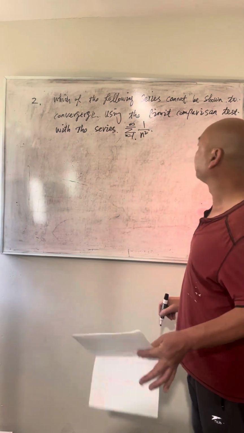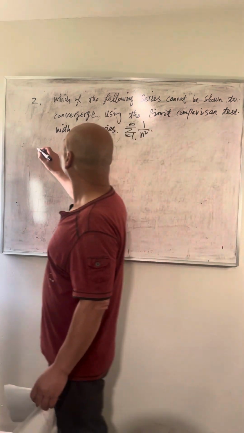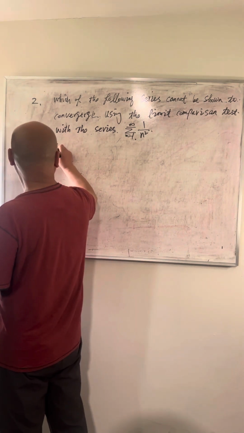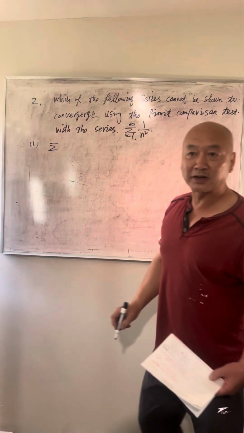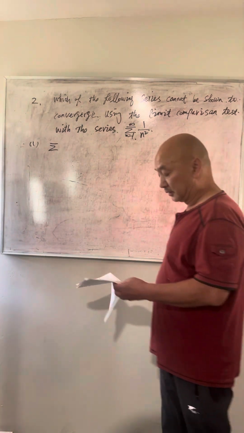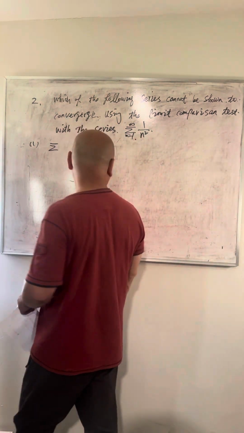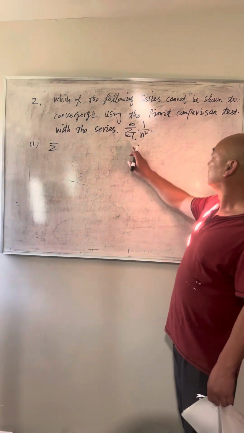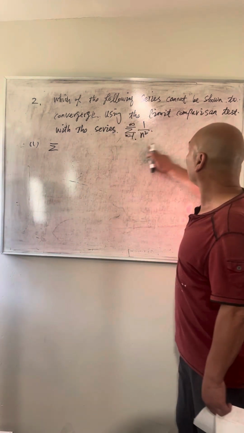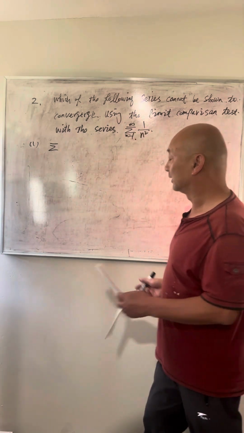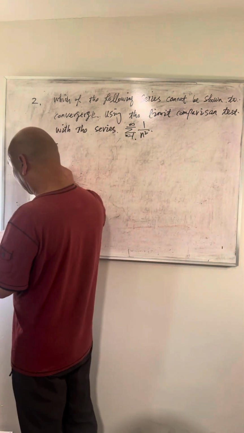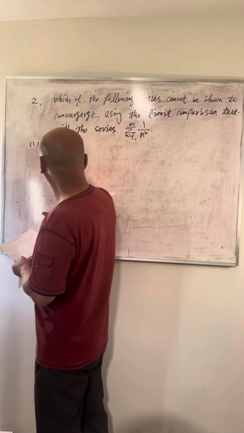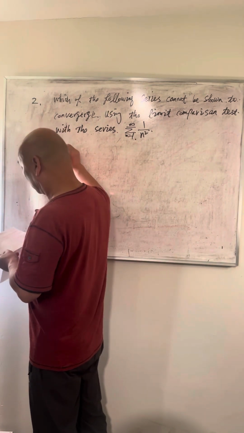Start from the first one. Actually, it's multiple choice. They give you four answers. You choose which one uses the comparison method. Use this series to compare. First, n is 1 to infinity.